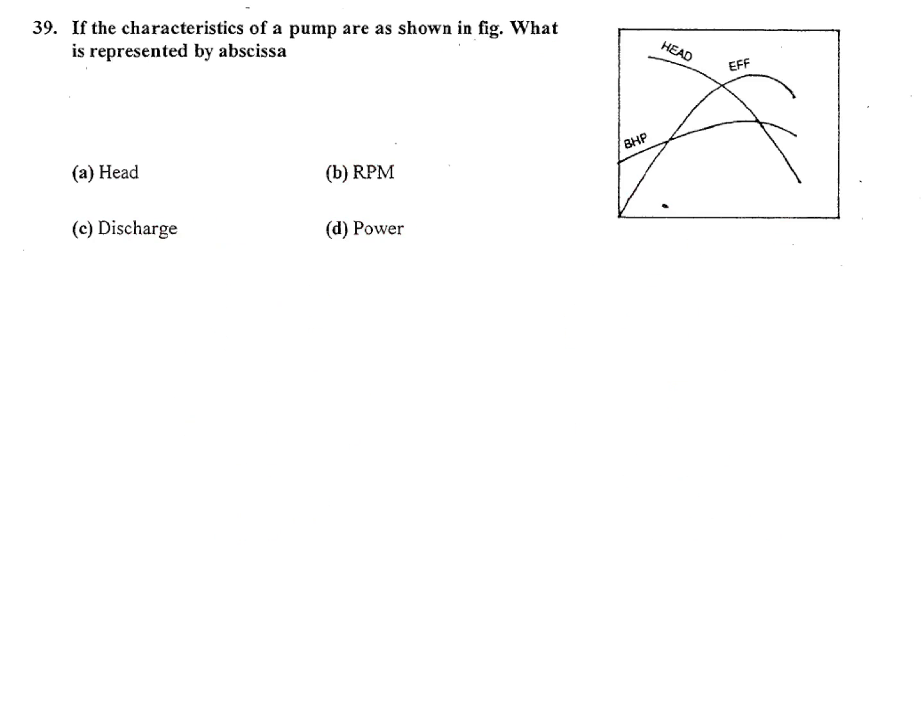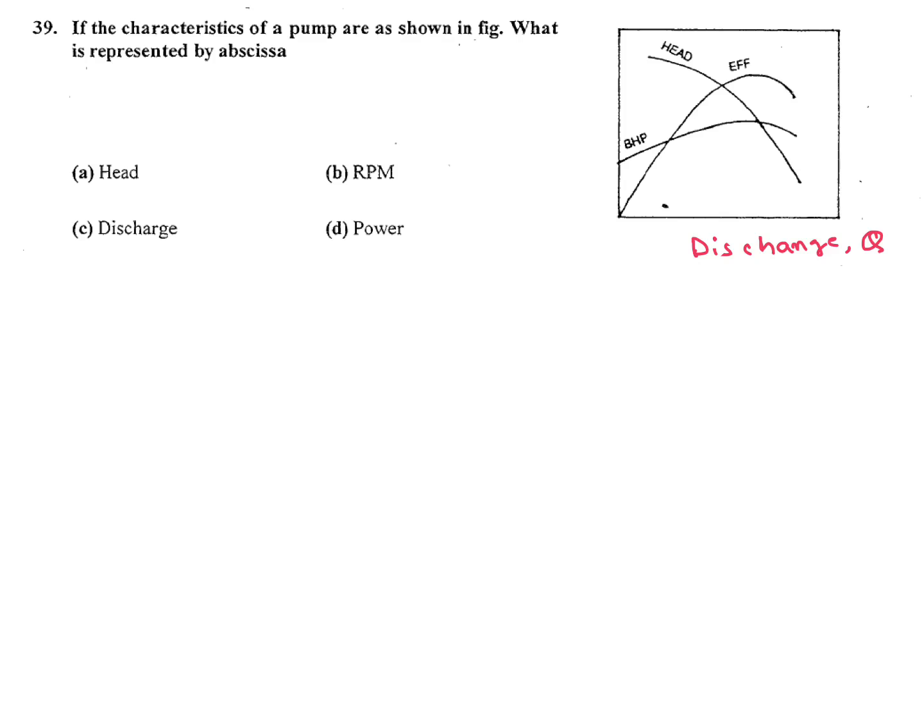If the characteristics of a pump are shown in figure, what is represented by abscissa? This is discharge Q. In pump, discharge is important. When discharge increases, head decreases, and when discharge increases, BHP slowly increases.